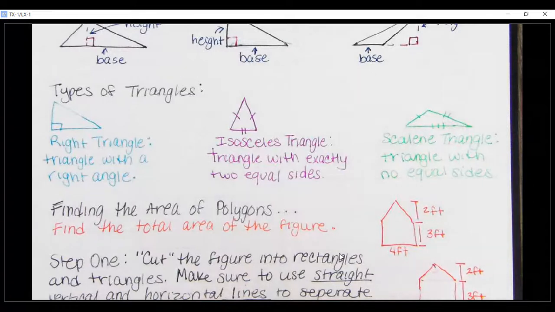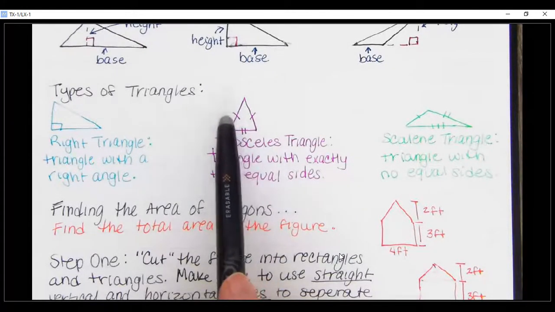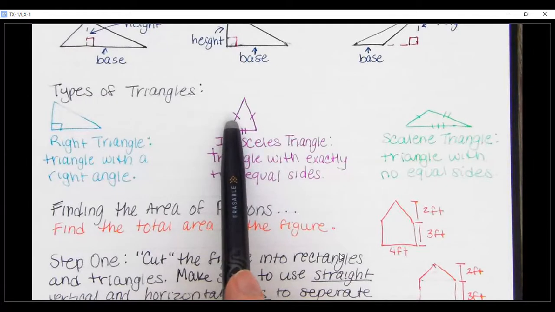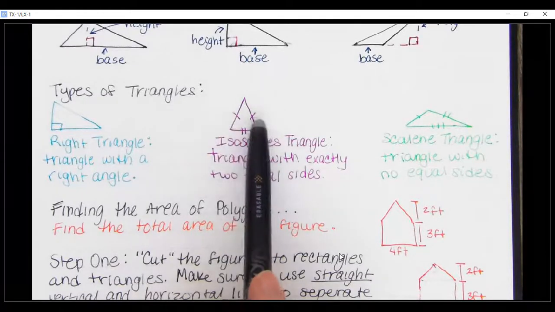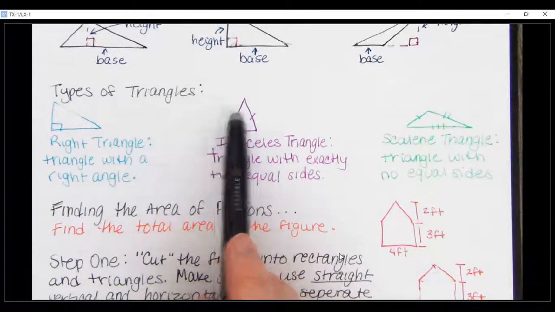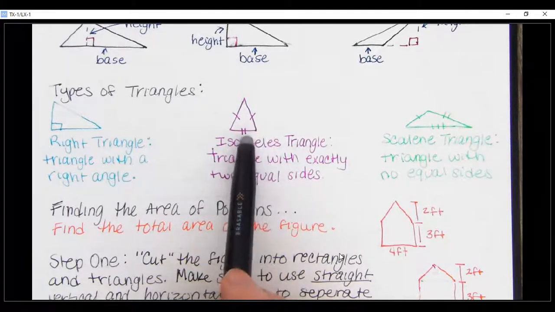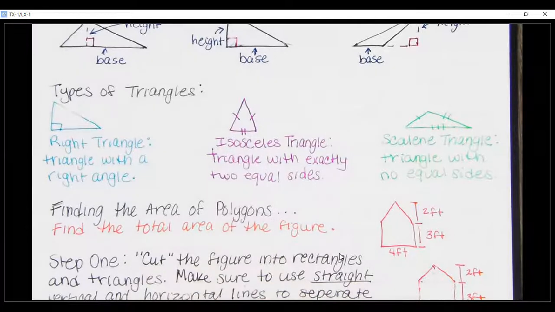Books and online will show the lengths of sides sometimes by drawing lines. In this example, I have 1 line through this side and 1 line through this side. That means that they're the same. So these 2 sides of my triangle are going to be the same, and this bottom one is going to be different. And I know that because I have 2 lines down below.